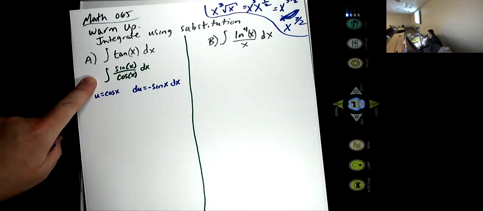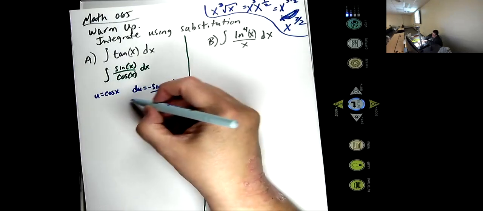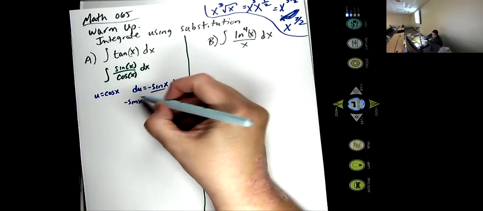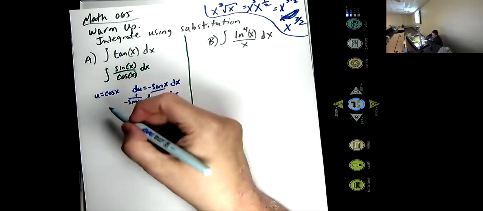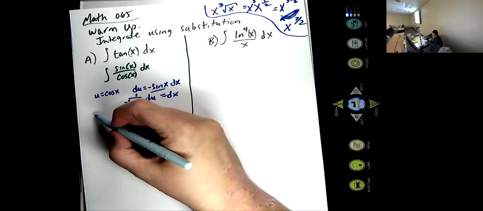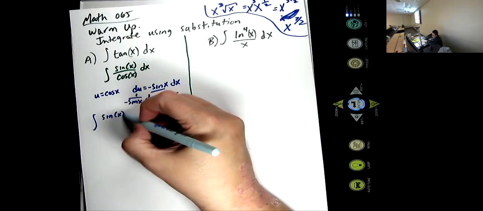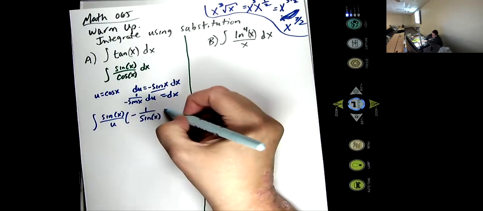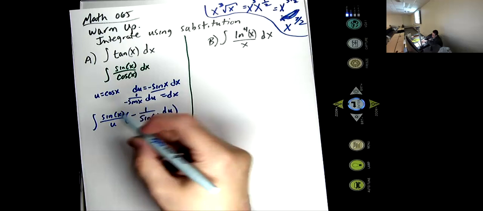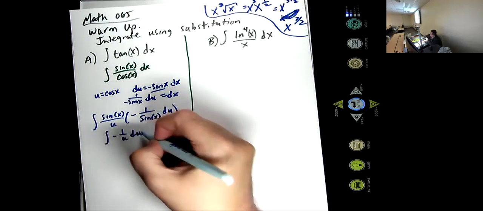They don't cancel out. So if I divide by negative sine x here, 1 over negative sine x du equals dx. And I have sine x over u times negative 1 over sine x du. So I just get the integral of negative 1 over u du.